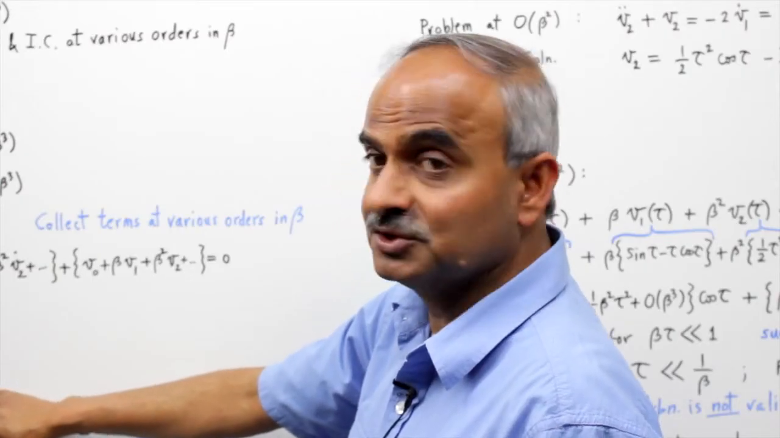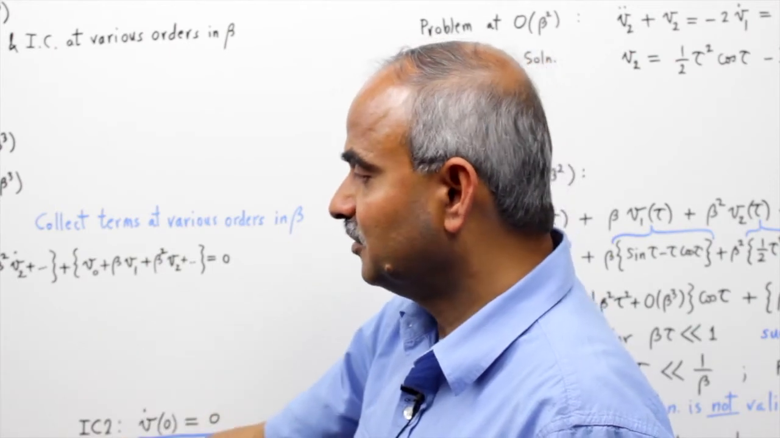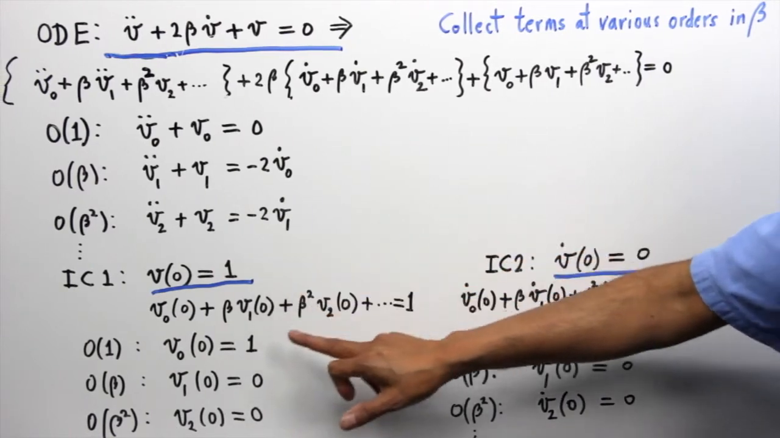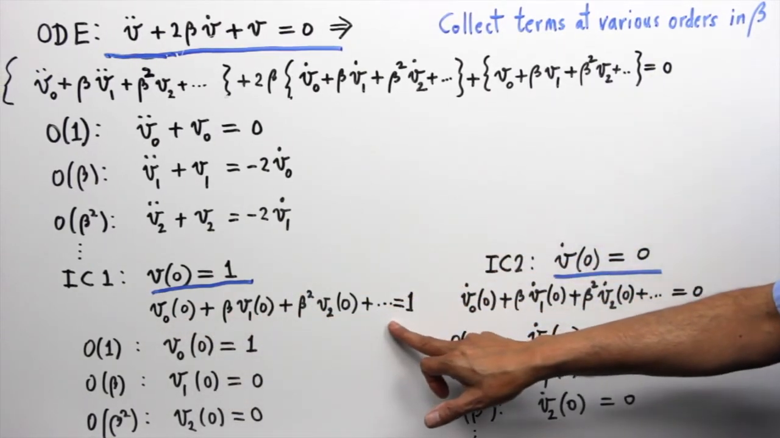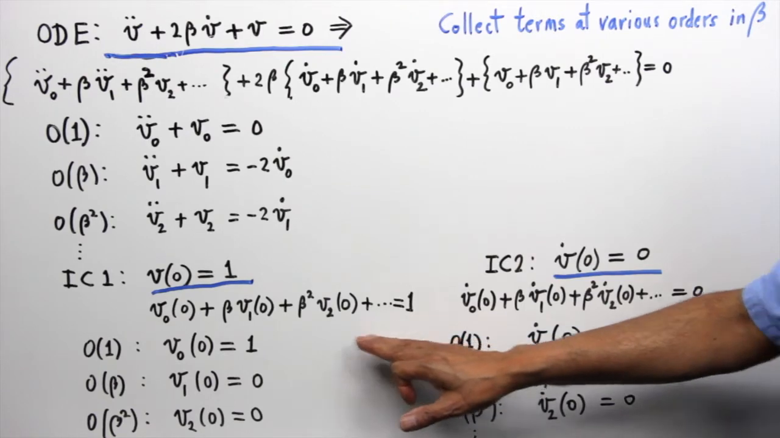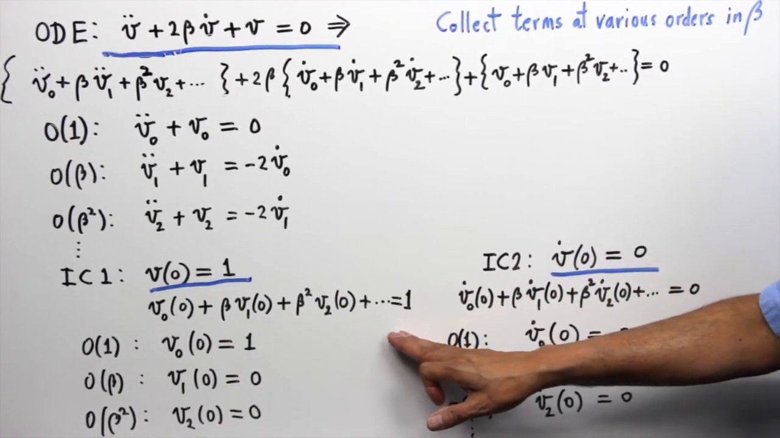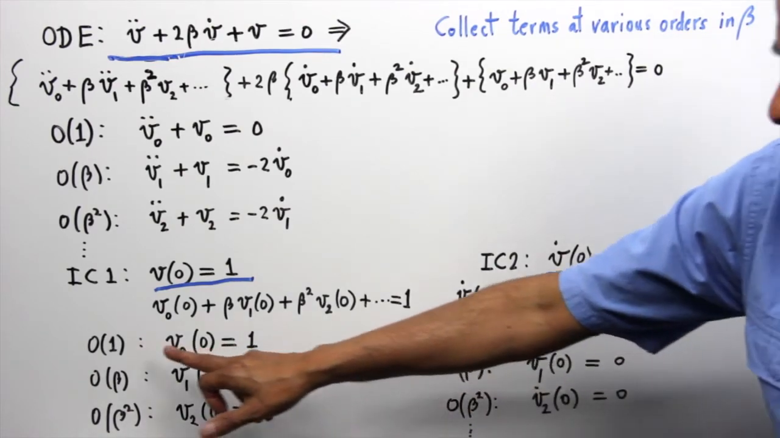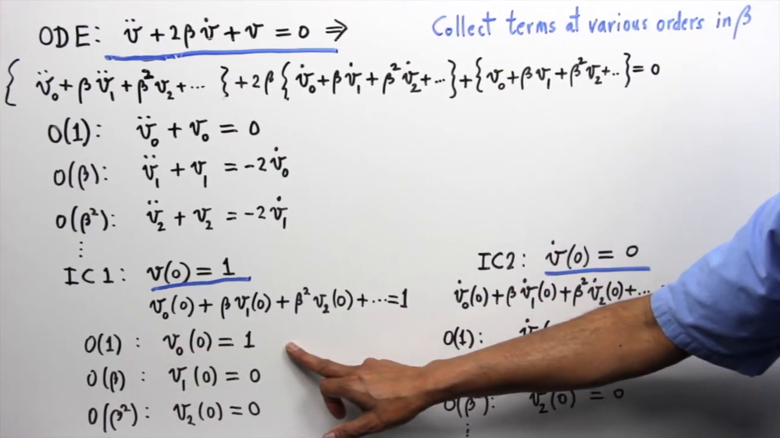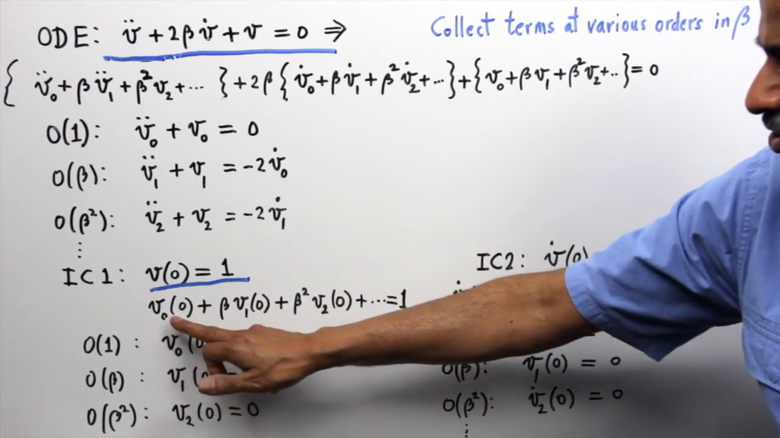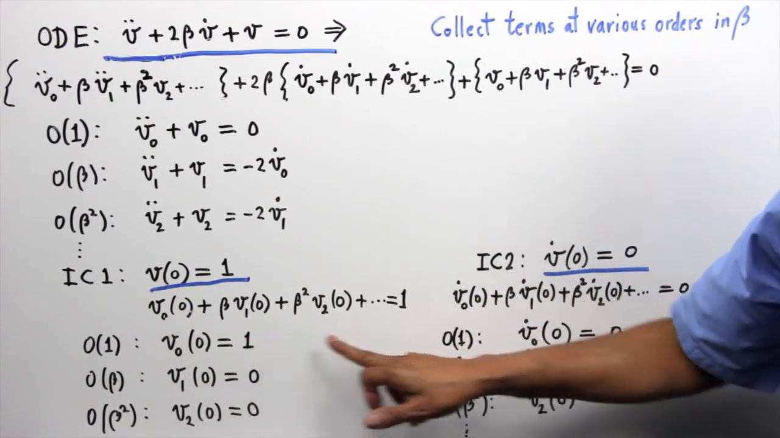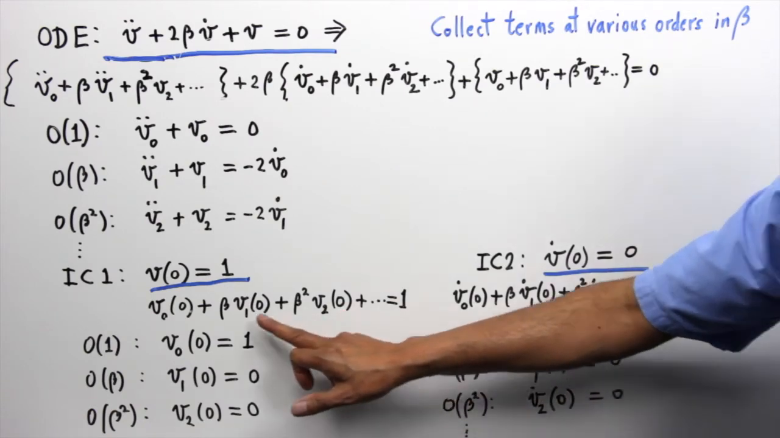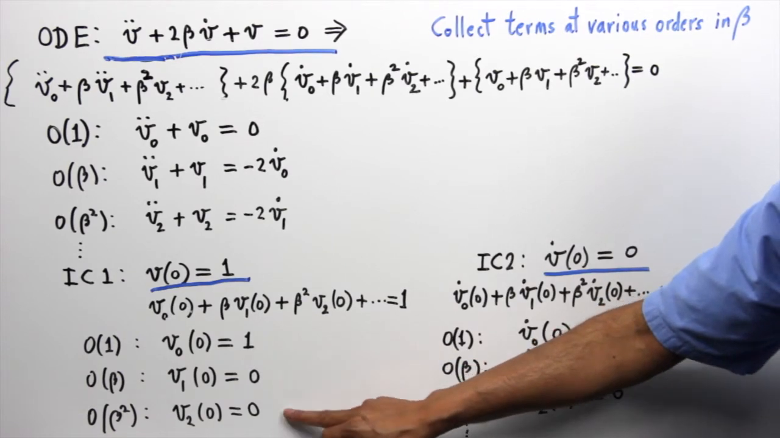And so we can now do the same thing for the initial conditions. Remember, the initial condition is that v at 0 is equal to 1. And so we expand v in its asymptotic expansion. And of course, right now it's all very straightforward. We just have to collect terms at various orders. So at order 1, power of 0 for beta, v0 of 0 must be equal to 1, the initial condition that is given. And then the initial condition at higher order becomes that they are equal to 0.